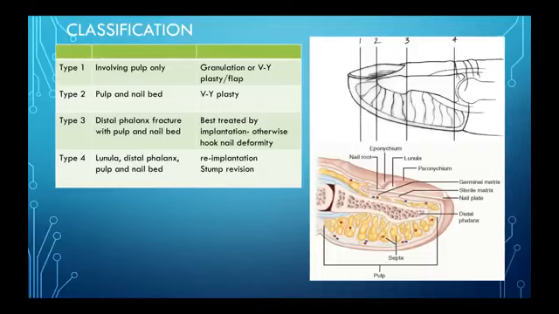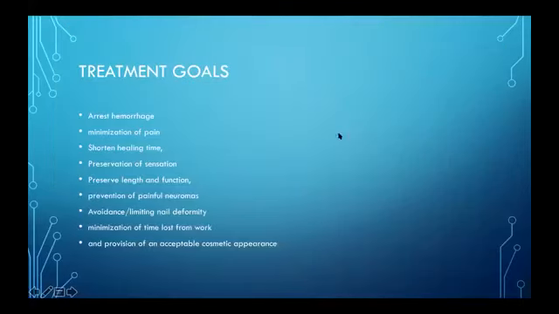So Allen type 1, type 2, type 3, type 4. And type 1, of course, where the injury is barely involving the pulp only. And then type 2, pulp and nail bed. Type 3, distal phalanx fracture with pulp and nail bed involvement. And then further on, when the lunula, the distal phalanx, and the pulp and nail bed are also involved, that's a type 4. So again, the pictures highlight the level of injury, type 1, type 2, type 3, type 4. And those have implications on what reconstructive options you can actually employ to achieve healing.